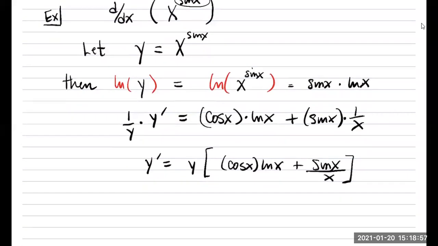And then finally, as we mentioned before, when we do implicit differentiation, it's customary to replace the letter y with the function it represents if it's available, and it is. It's right here.